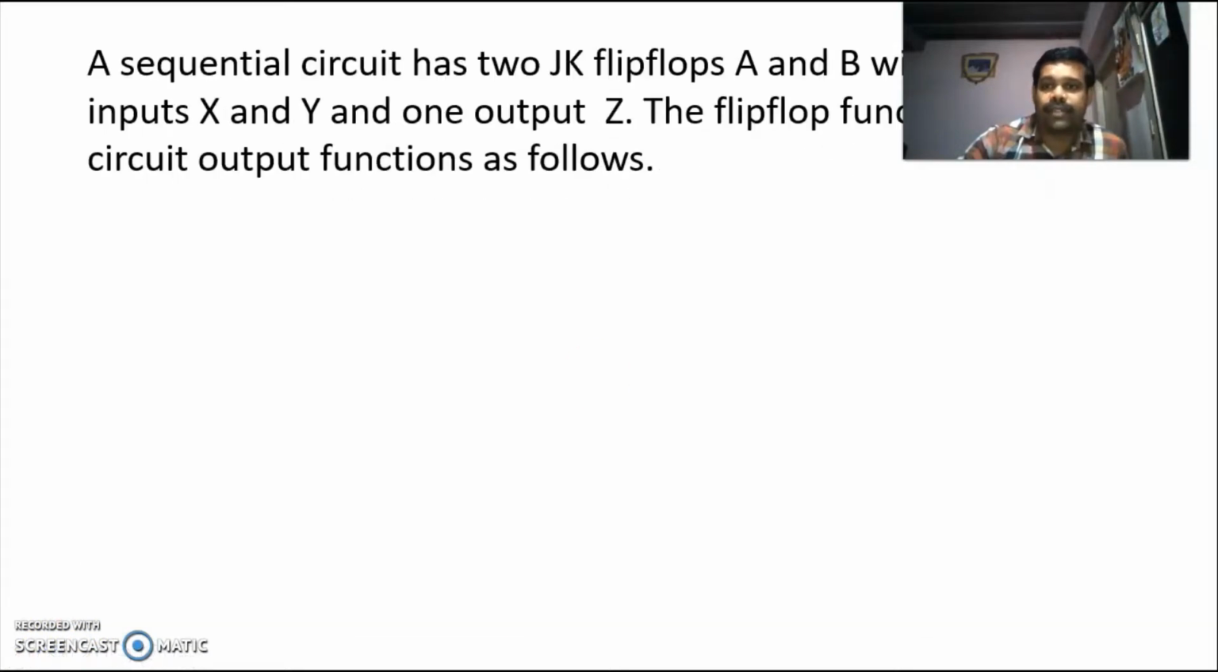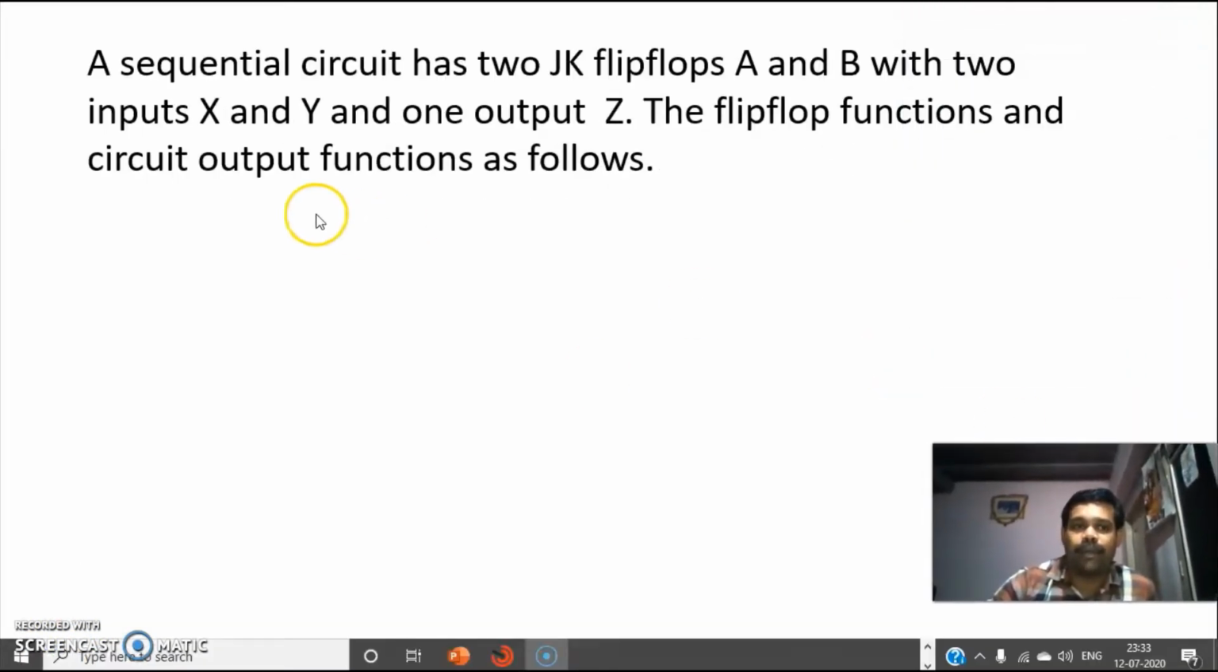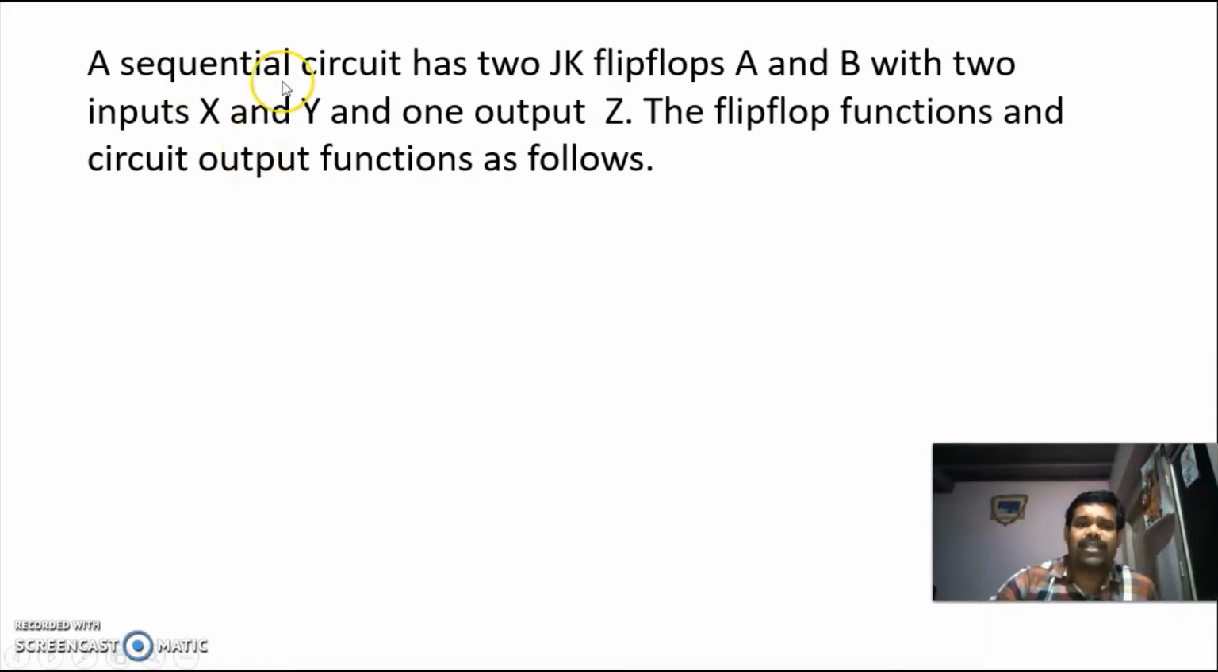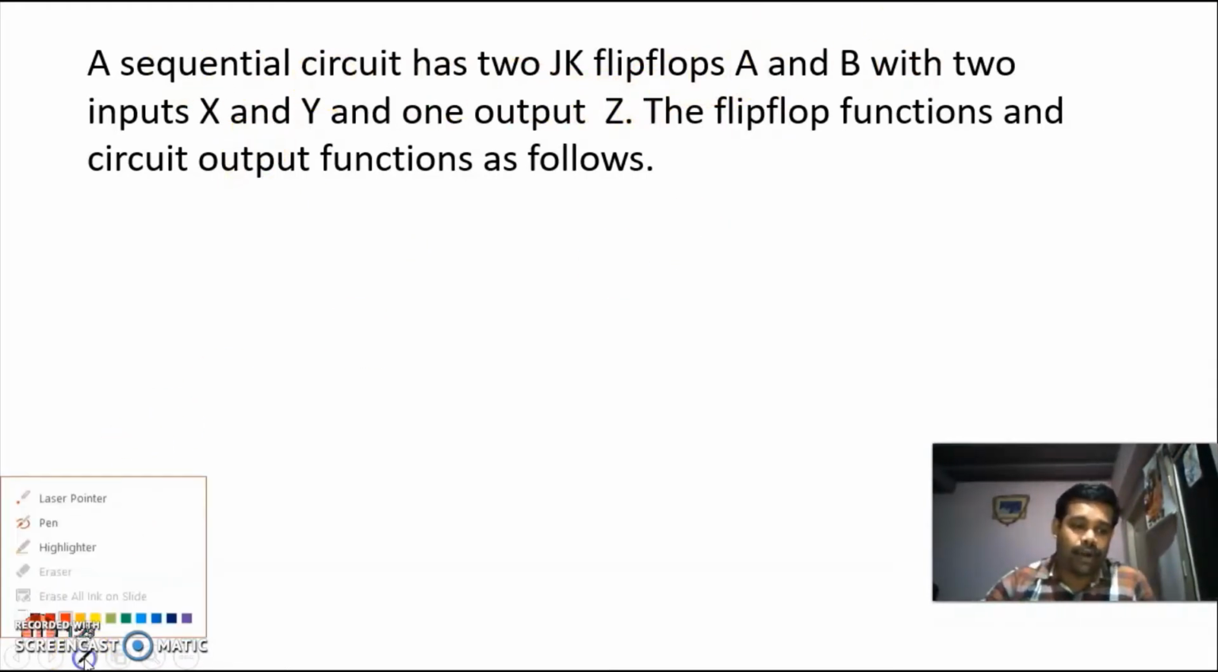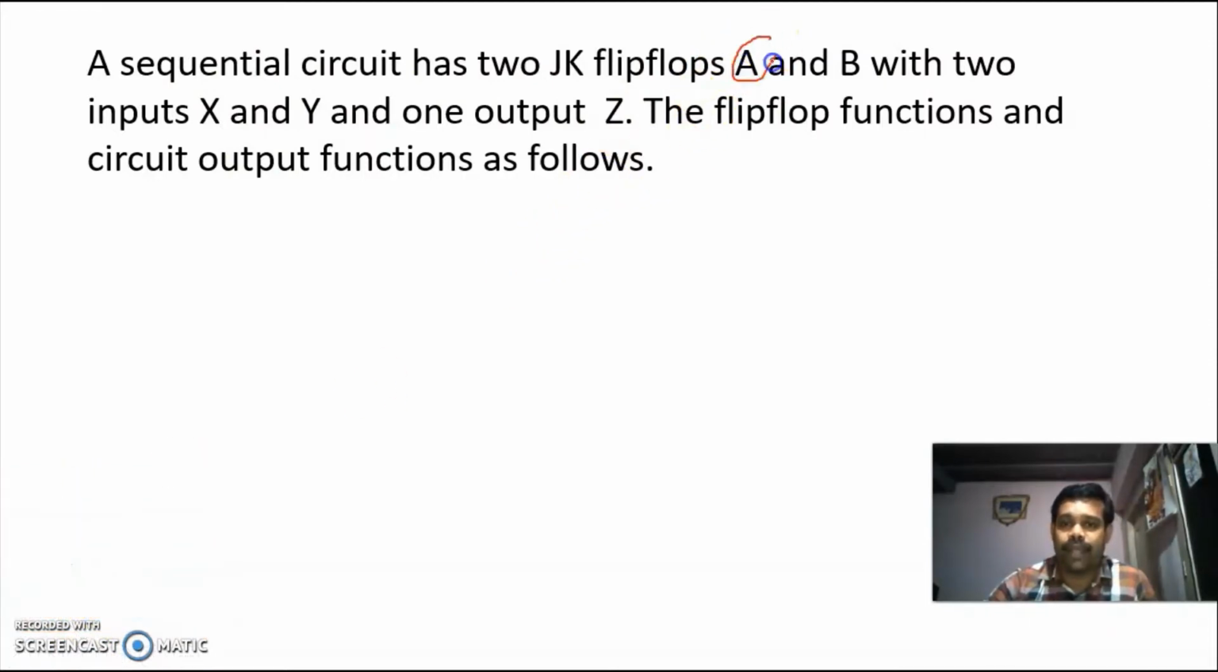Next we are going to see a problem. In the problem, a sequential circuit has two JK flip-flops A and B. How many JK flip-flops are we having? We are having two JK flip-flops A and B with two inputs X and Y. We are having two inputs, two JK flip-flops and one output. The flip-flop functions and the circuit output functions are as follows.